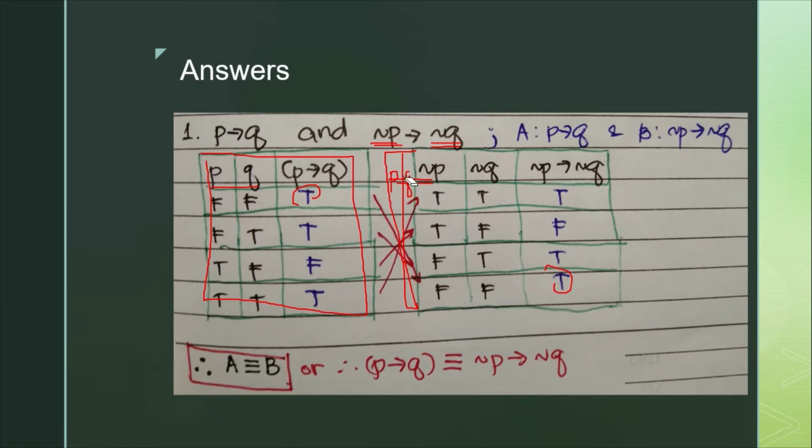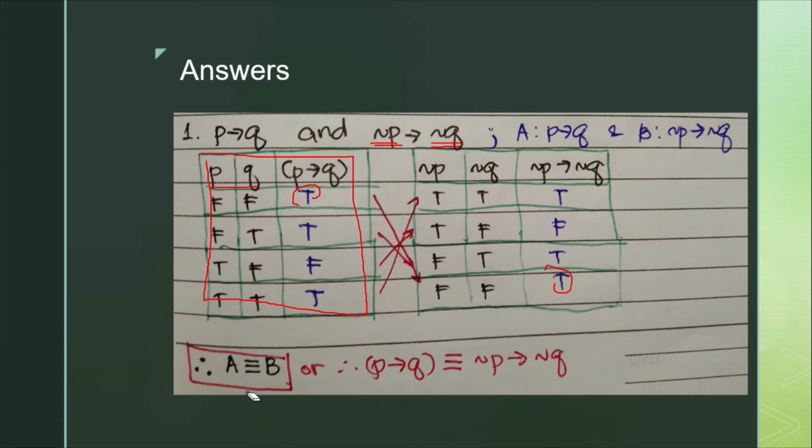I'll just erase this. Now they have the same combinations of FF for the first table. The second table is also FF, and they have the same truth values. Next, if we go to FT and FT, they have the same truth value. Now we have T for the implication and T for this contrapositive. So therefore, since they have the same truth values for whichever combination, they are logically equivalent.